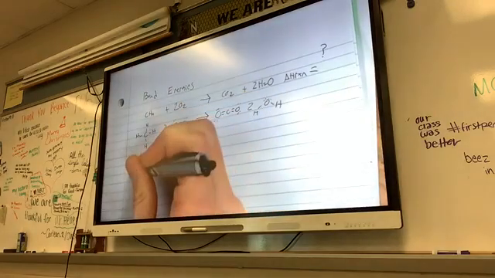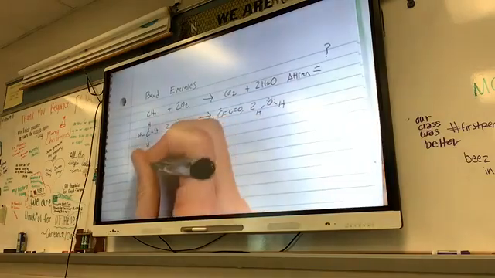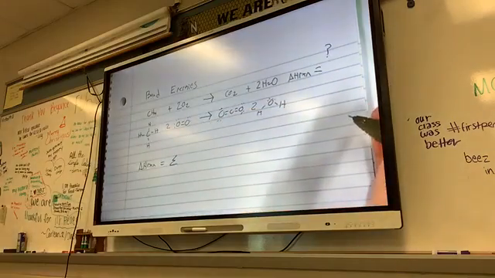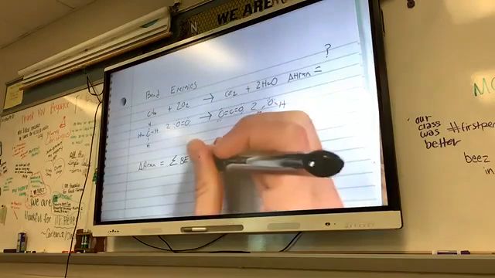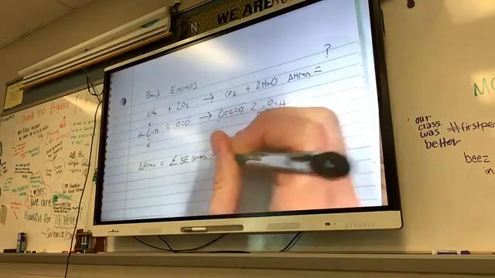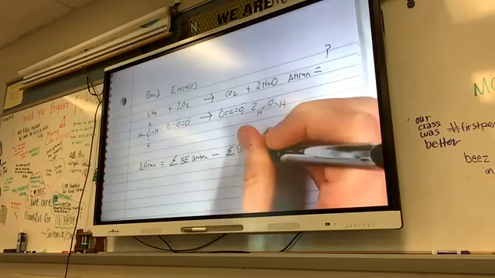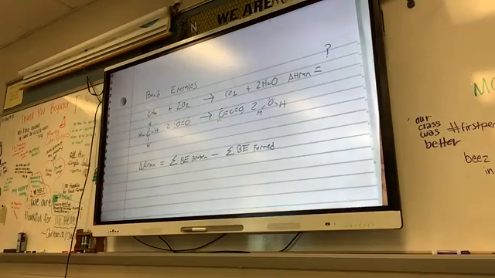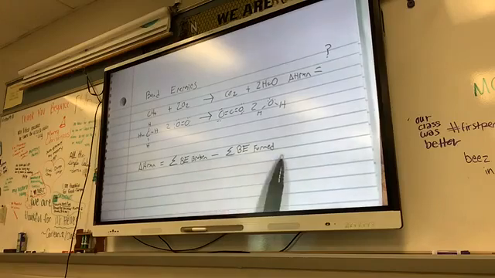Okay. So, a new form of delta H reaction. Delta H reaction is going to equal the sum, does this look familiar? Of the bond energy of the broken bonds minus the sum of the bond energies of the formed bonds. Does that make sense? Bond energy broken, minus bond energy formed. Does this make sense?